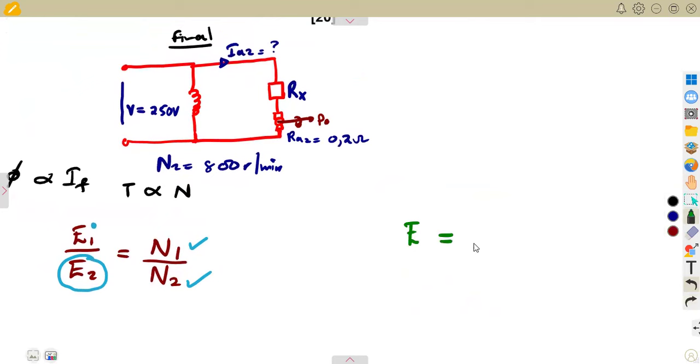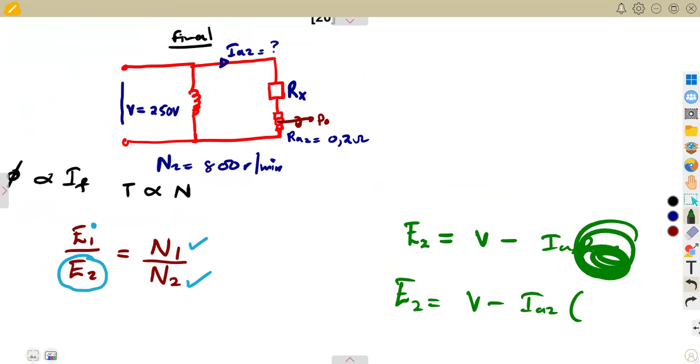So our generated EMF, from the specific EMF equation, remember, it was supposed to be V minus the armature current times the resistance of the armature. Everything that is inside, anything that is considered in the armature. So in this same sense, E2 is equal to V minus the armature current times this armature resistance.